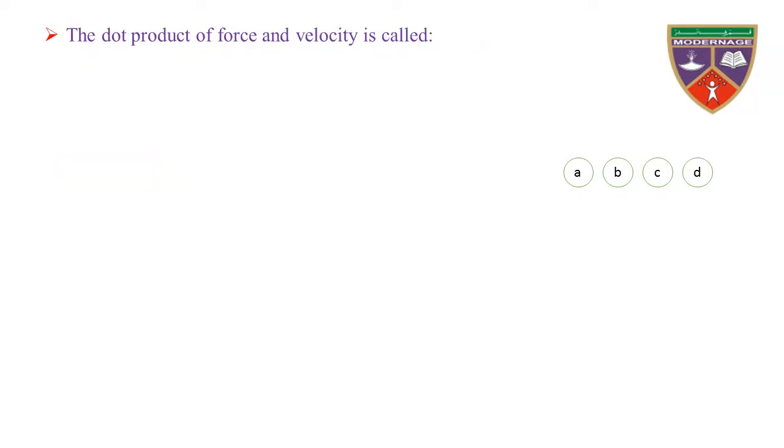The dot product of force and velocity is called: option A, couple; option B, momentum; option C, power; option D, impulse. The key is power. Therefore, the correct option is C.